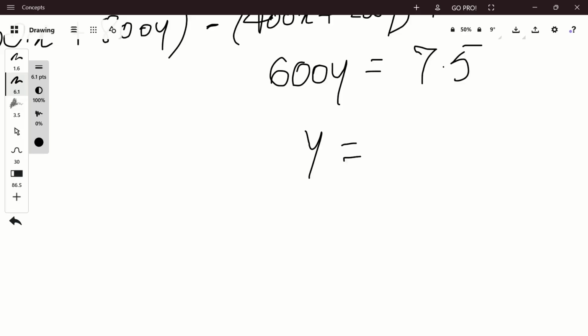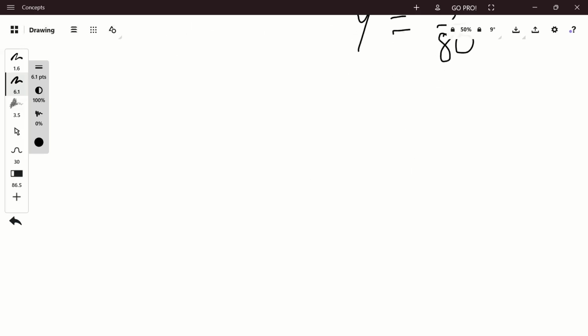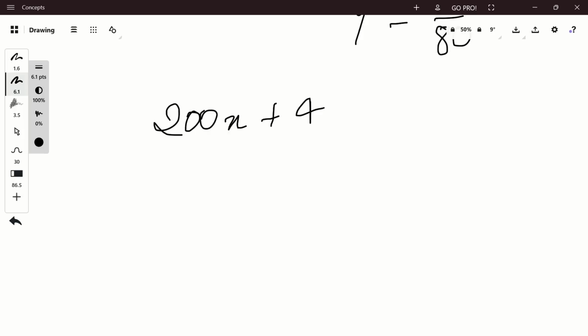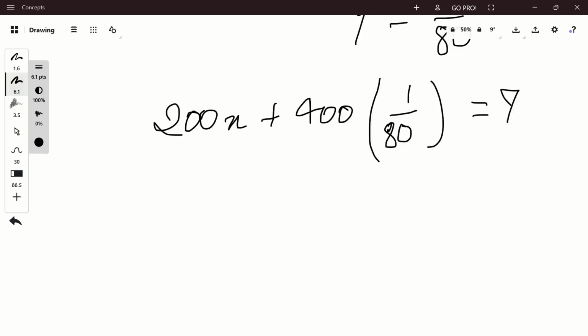Y is equal to 1 upon 80. Substituting the value of y, we get 200x plus 400y, that is 400 upon 80, is equal to 7. Hence x is equal to 2 upon 200, which is equal to 1 upon 100.